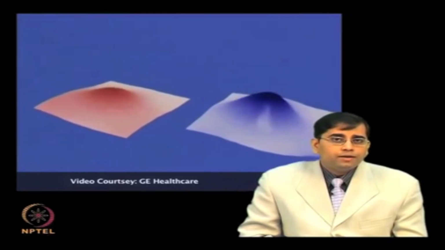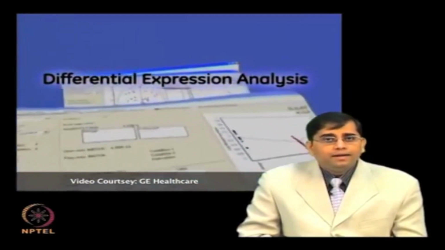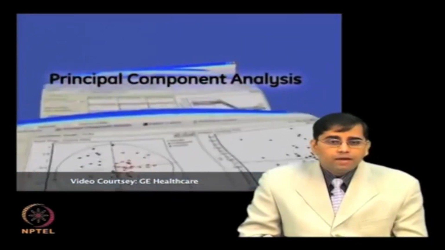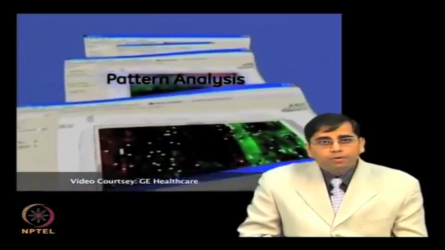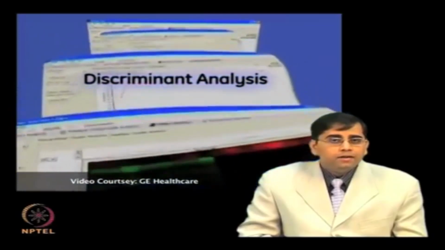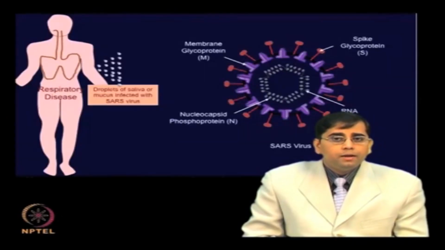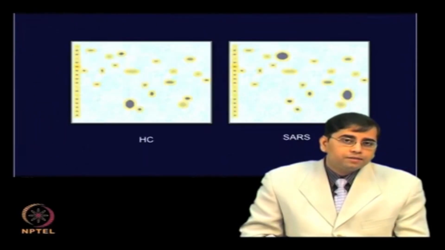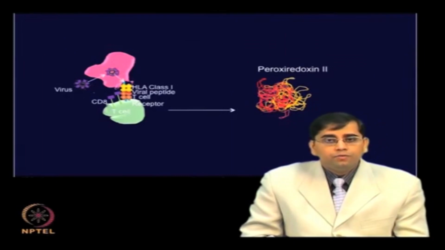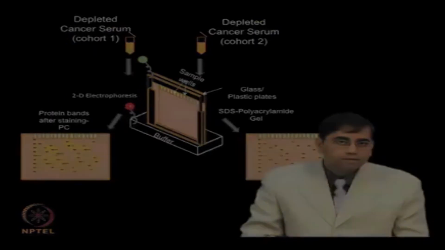The commercial software such as DeCyder facilitate the automated analysis of dye gels and provide differential expression analysis, principal component analysis, pattern and discriminant analysis. Two-dimensional electrophoresis, DIGE followed by mass spectrometry technique has been applied for many applications. Some of these applications will be discussed in this module of gel based proteomics.